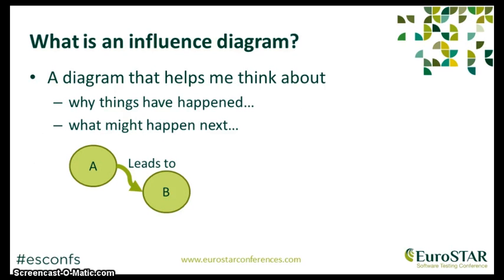So first of all, let's think about what an influence diagram is. It's a diagram made of circles or nodes which describe situations, behaviours, actions, and arrows which point to other nodes or situations or behaviours which may be caused by the first. So A leads to B. It's a diagram to help you think about why things have happened and what might happen next.